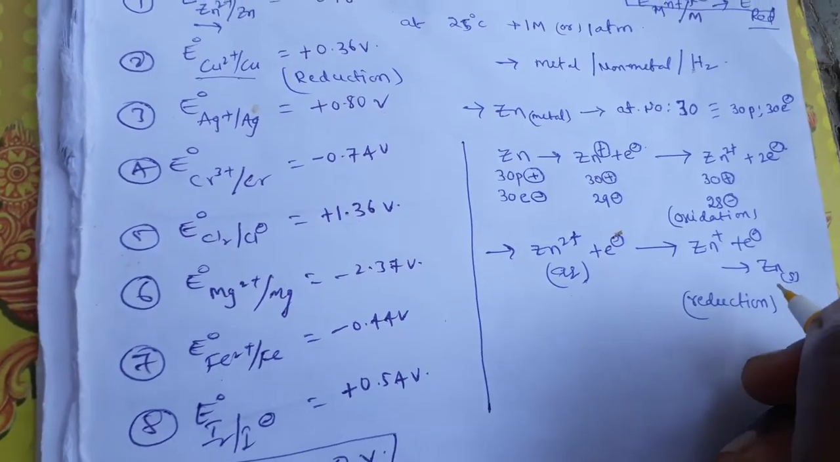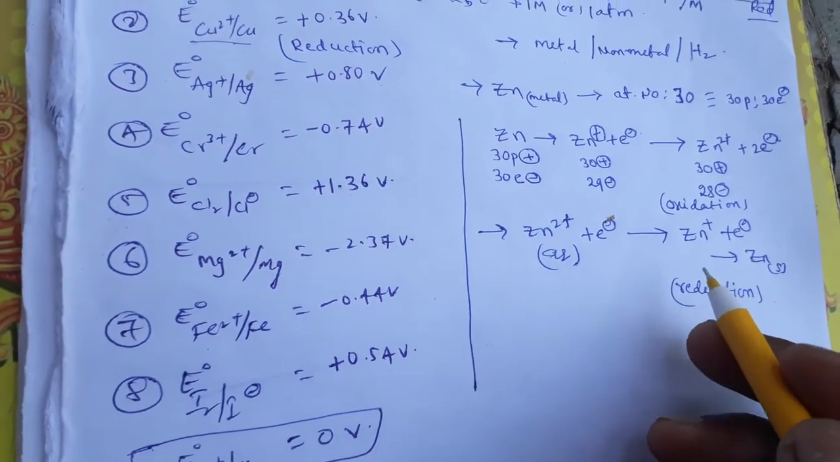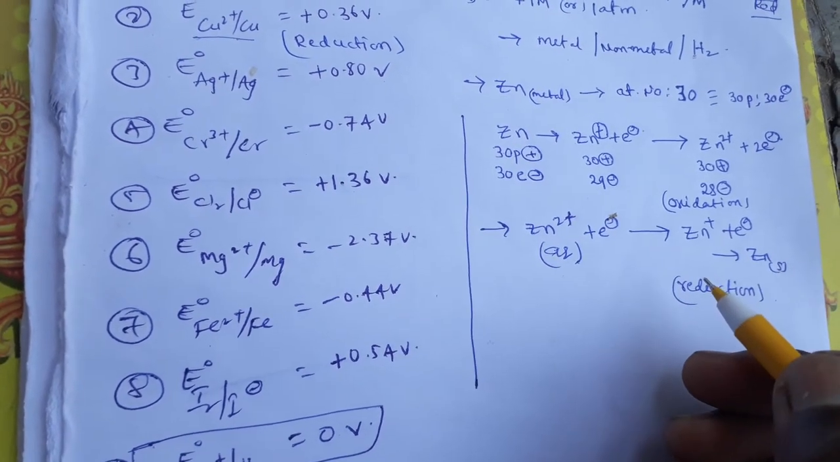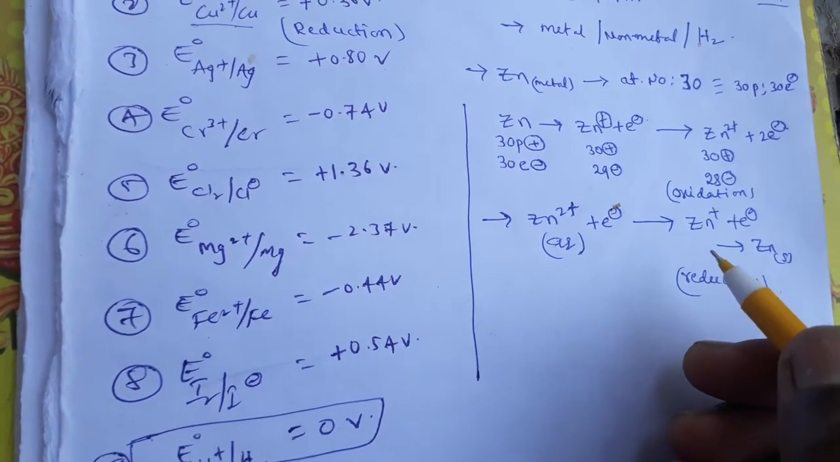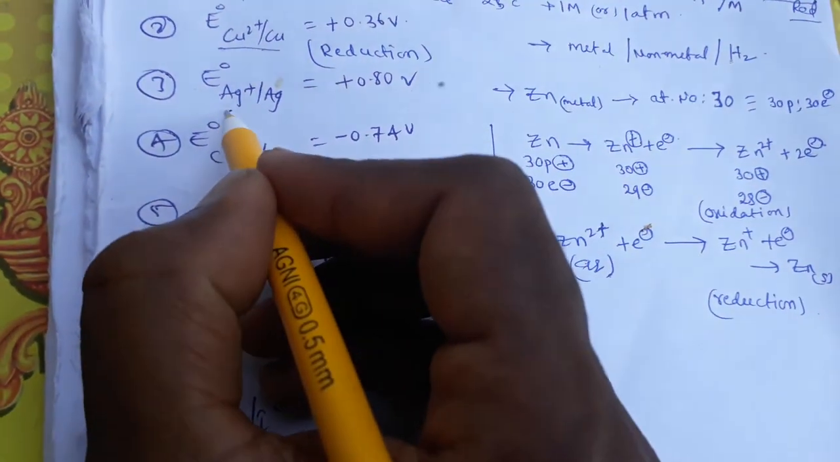There is a charge separation between the positive and negative charges. Due to this positive and negative charge separation, a potential is generated. That potential we call the electrode potential. So this is a reduction potential, and this is also a reduction potential.